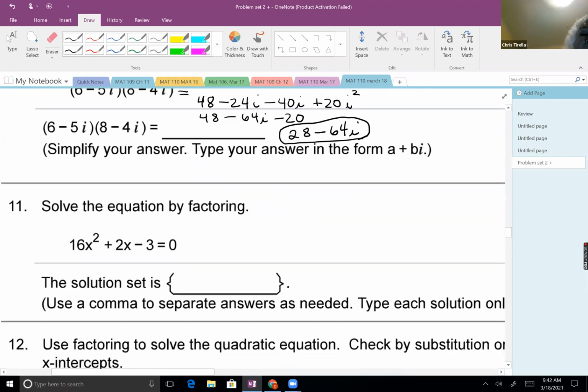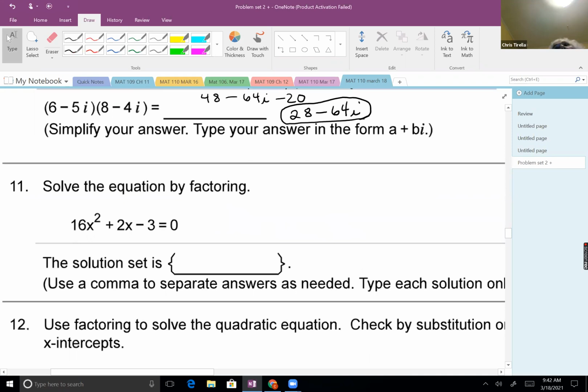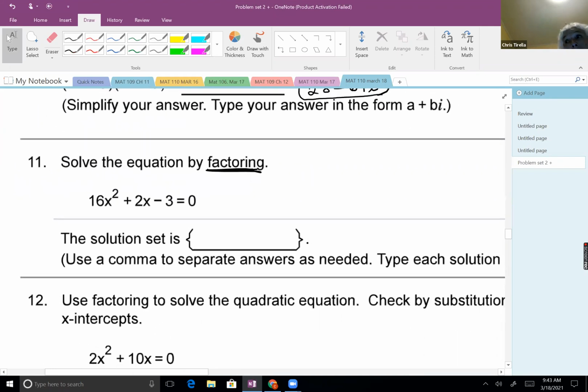Now, on the last quiz, I was a little bit more generous than I wanted to be. I'm not going to be generous at all this time on the test. If the test asks you to solve by factoring, you will not get credit if you do not factor. You need to be able to solve these quadratics using every possible method. So if a question asks you to use a specific method, you need to use that method. I did take some points off on the quiz, but on the test, I will not grade it if you do not use the method asked for.